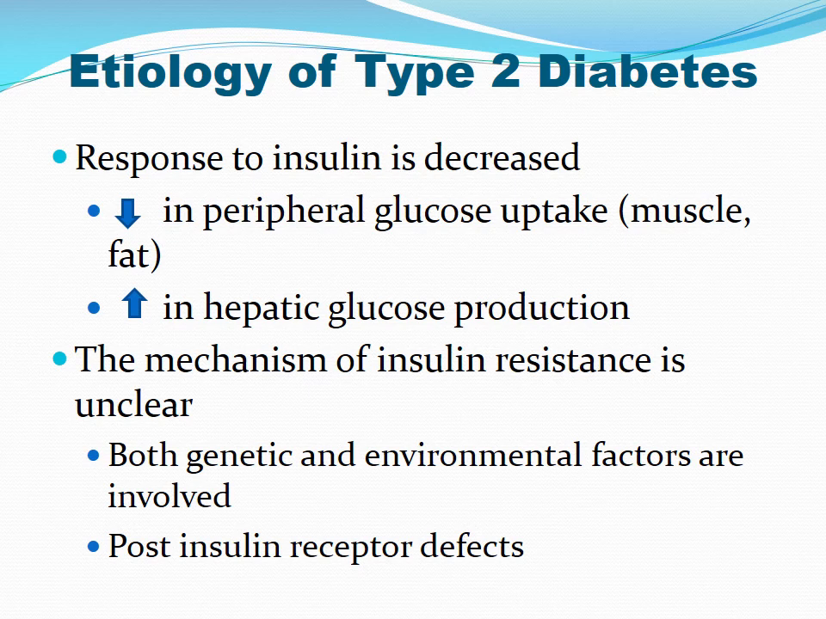To compensate for this, the body tries to increase the hepatic glucose production through gluconeogenesis and glycolysis, increasing the plasma level of glucose. The mechanism of insulin resistance is unclear, but may be due to both genetic and environmental factors or post-insulin receptor defects. That is, insulin will bind to the receptor but be unable to exert its effect and remove the glucose from the blood to the tissues.